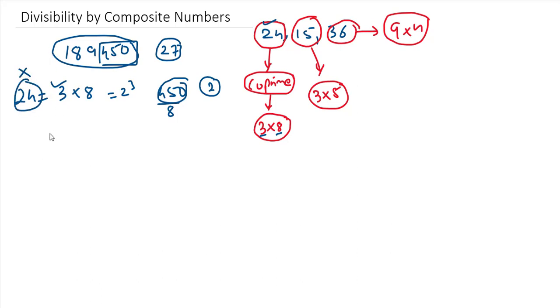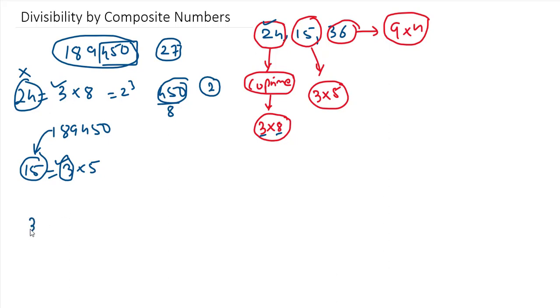Let us check for divisibility of this number by 15. Since 15 is written as 3 into 5, and as we have already seen that the digital sum of this number is divisible by 3, it is fine. For 5 we have to check the last digit. Since the last digit is 0, which is divisible by 5, this number is divisible by 5. Hence we can conclude that this number is divisible by 15 as well.